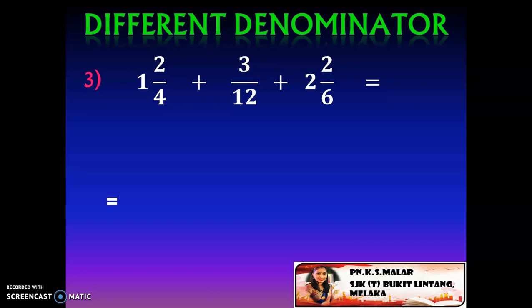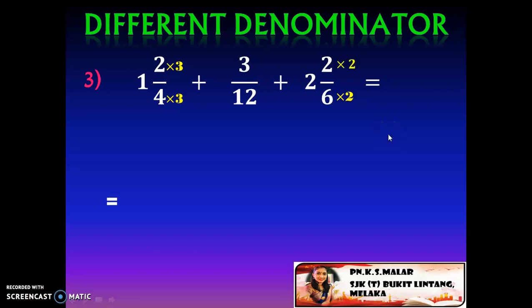So 4 times what, we will get 12? Yes, 4 times 3. When we multiply 3 in the denominator, we must also multiply by 3 in the numerator. The same thing that we are going to do in this fraction. 6 times 2 will be 12. And for sure, we will multiply by 2 in the numerator.